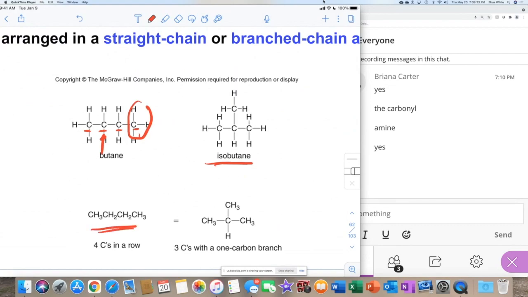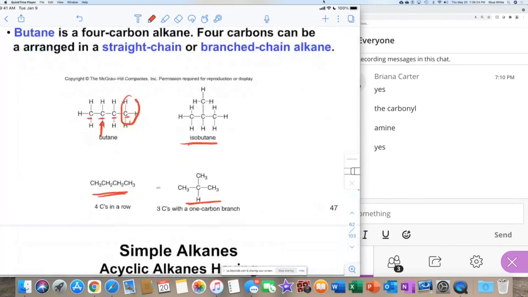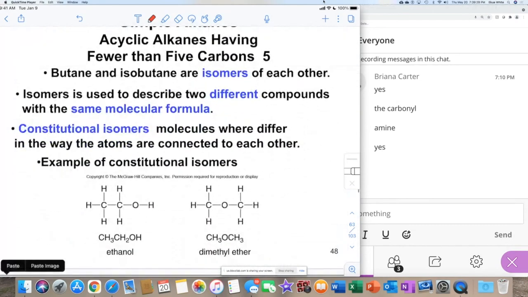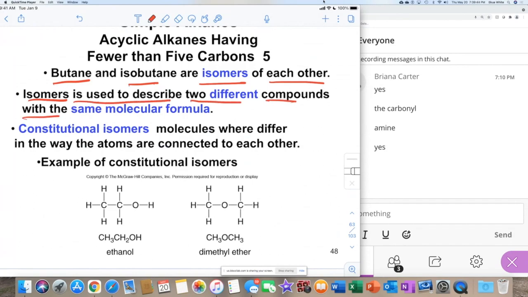And then this is a condensed form. We saw this yesterday. Okay, so we covered this yesterday and we're covering it again. Butane and isobutane are isomers of each other. What is an isomer? An isomer is a term used to describe two different compounds that have essentially the same ingredients or the same molecular formula.